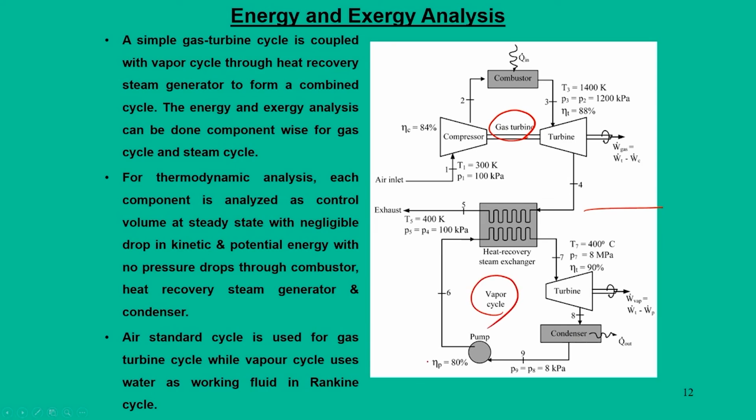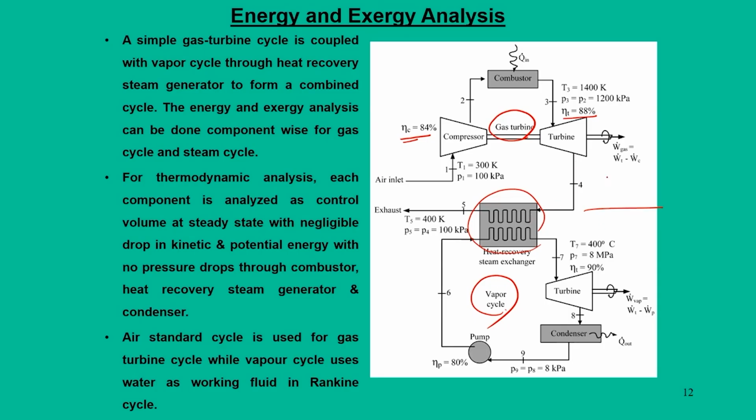unit or steam power unit, and the coupling point between them is what we call the heat recovery steam exchanger. Each unit operates within its individual limits and has its own efficiency, that is, isentropic efficiency for the compressor and for the turbine. The energy added is from the fuel, Q in, and the exhaust from the turbine is utilized in the heat recovery unit. Essentially, the heat input to the vapor cycle is through the exhaust from the turbine.